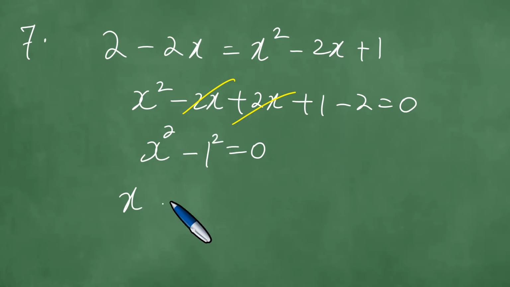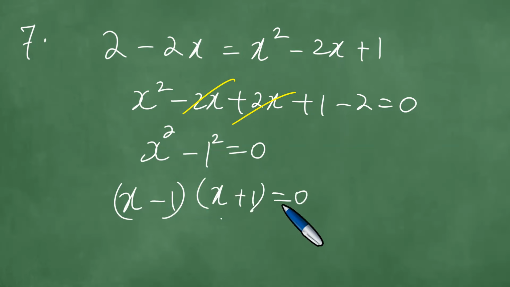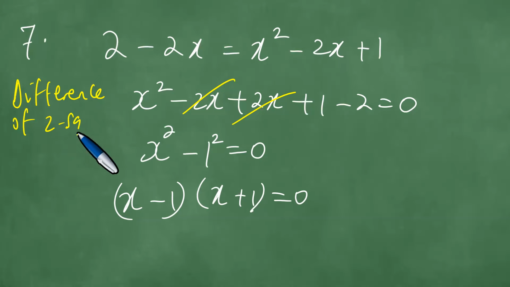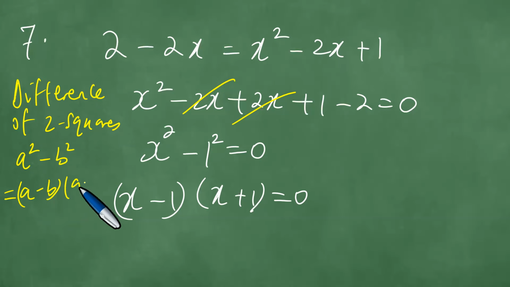Difference of two squares, like x squared minus that, so you can write it like this, equals 0. In general, the difference of two squares is that a squared minus b squared is equal to a minus b into a plus b. So when we have this one squared minus that squared, you can write it like this. And therefore, what we're able to find here is that x is 1 or x is minus 1.